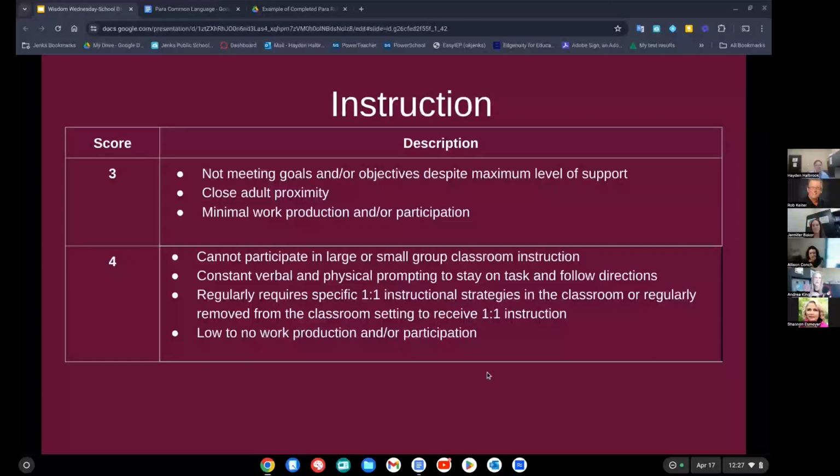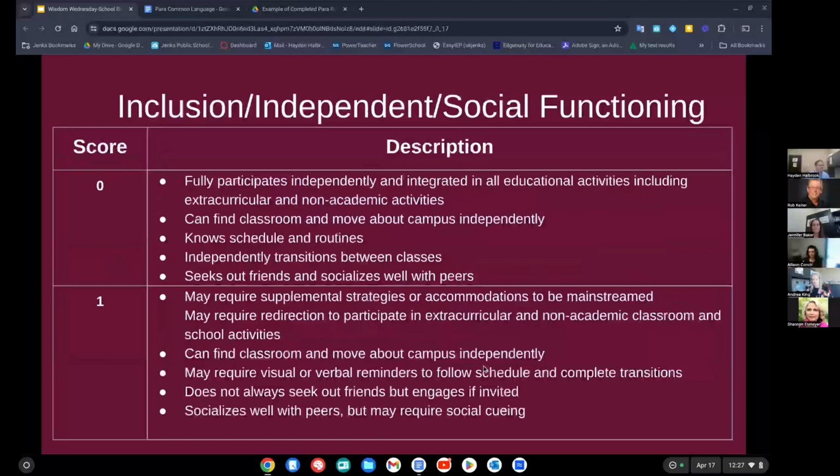And a lot of times, if it's very specific like that, we'll circle the domains that are applicable to the student. Okay, that makes sense. So moving on, the next one is inclusion, independence, social functioning.